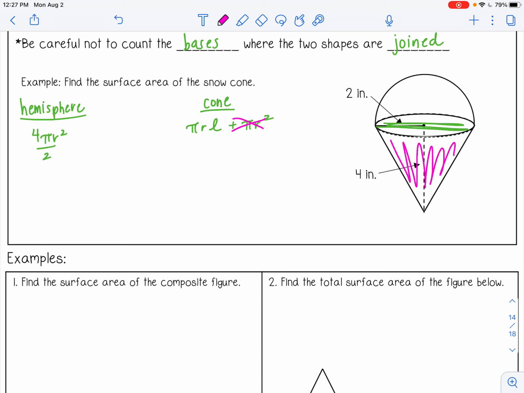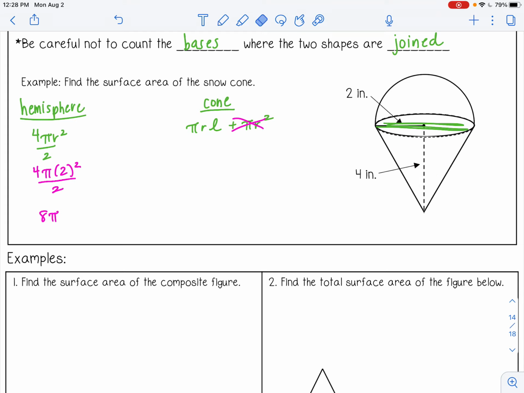All right, so let's fill in our units. The radius is 2 for both. So for my hemisphere, that's going to be 4 times 4 on top, that's 16 pi, divided by 2, that's 8 pi.